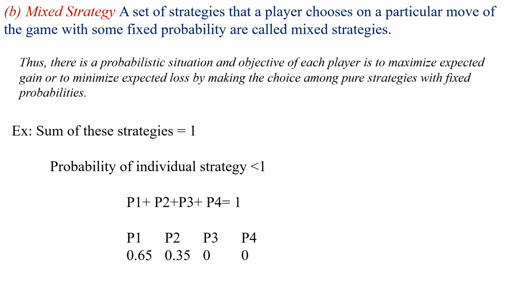Here, let us consider the probability of selecting the first strategy, P1, is 65%, so 0.65, and the probability of selecting the second strategy is the remaining, 100 minus 65, which is 35%. The remaining 2 are neglected, so P3 and P4 equal 0. Here the sum of all the strategies equals 1, so P1 plus P2 plus P3 plus P4 equals 1. The probability of each individual strategy is less than 1, so P1 is less than 1 and P2 is also less than 1.